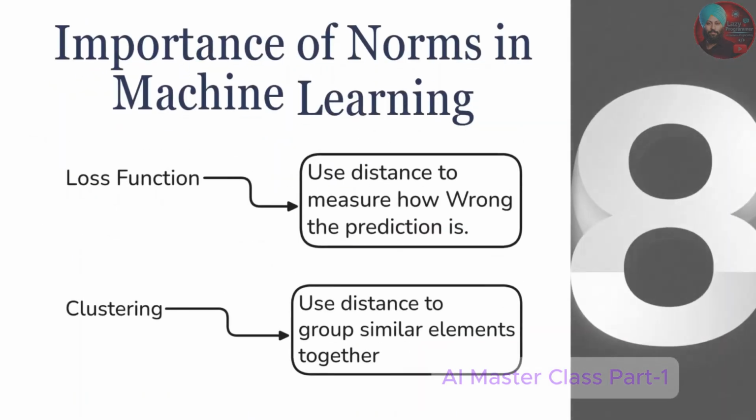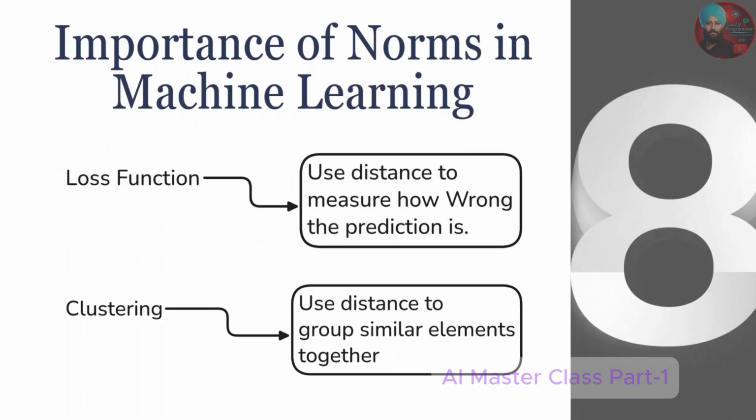Now, why do norms and distances matter so much? It is because they show up everywhere. For example, in loss functions, they use distances to measure how wrong a model's prediction is. Clustering algorithms also use distance to group similar data points together. Even optimization depends on norms to decide how big or small an update should be. So norms are not just mathematical tools. They define how the model sees similarity, error, and stability. So once you understand these ideas, a lot of machine learning behavior suddenly starts to make sense.